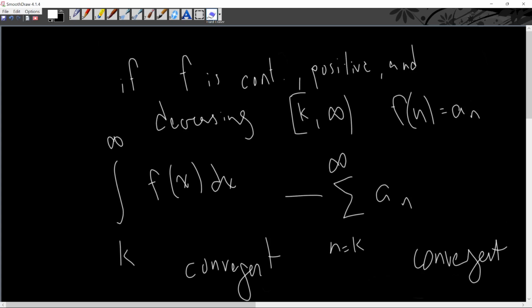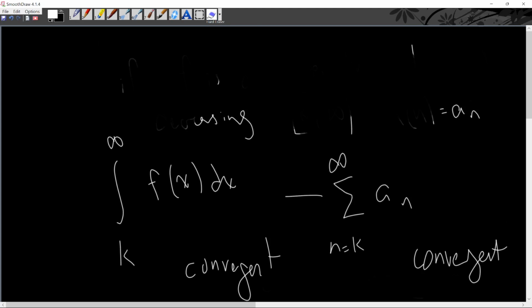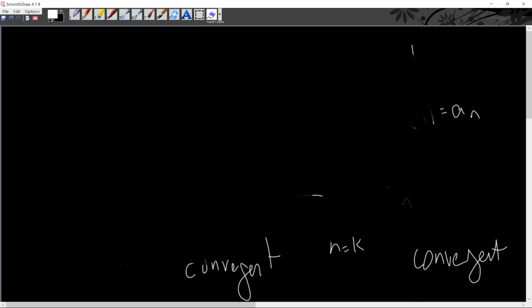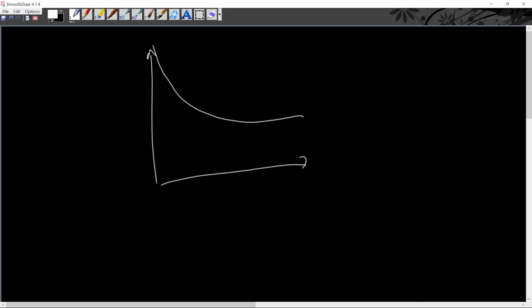But again, let's rethink. We have f is continuous, positive, and decreasing. Continuous, positive, decreasing. Let's remember that. And let's draw a continuous, positive, and decreasing function. So let's say that we have a function that looks like this, right? And for the sake of argument, let's say that this converges to a specific value.